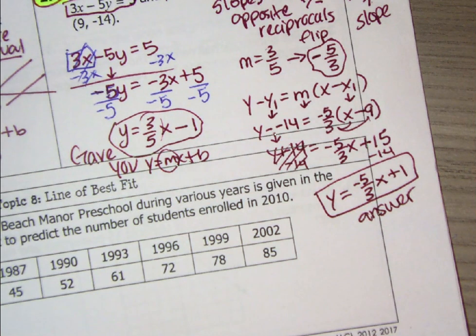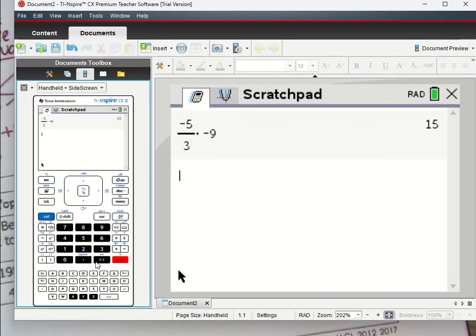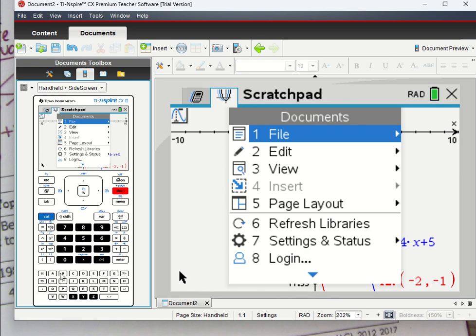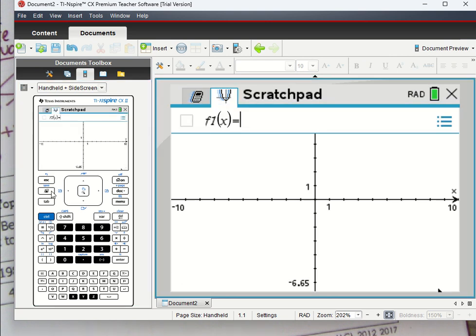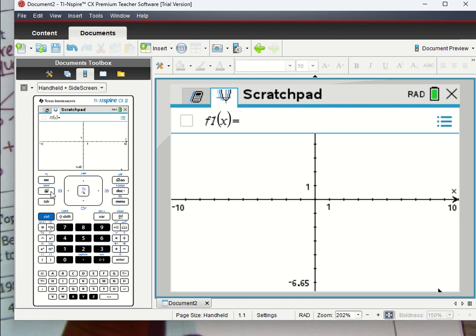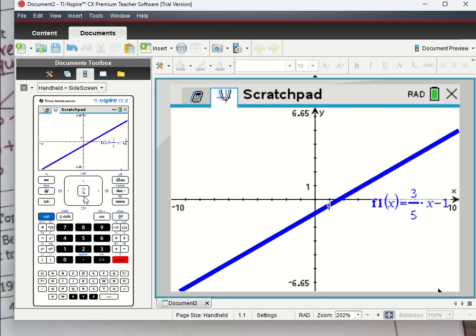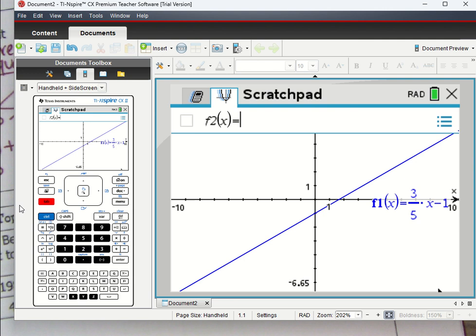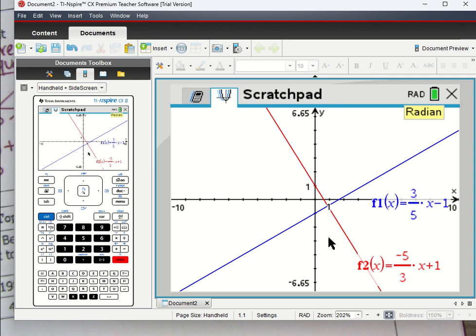And just to double check that we did it correct, you can always type it in the calculator. Let me clear this. The equation they gave you was y equals 3/5 x minus 1. So I'm going to put 3 divided by 5, x, minus 1. And the one we created was negative 5/3 x plus 1. So look at that, it's perpendicular.